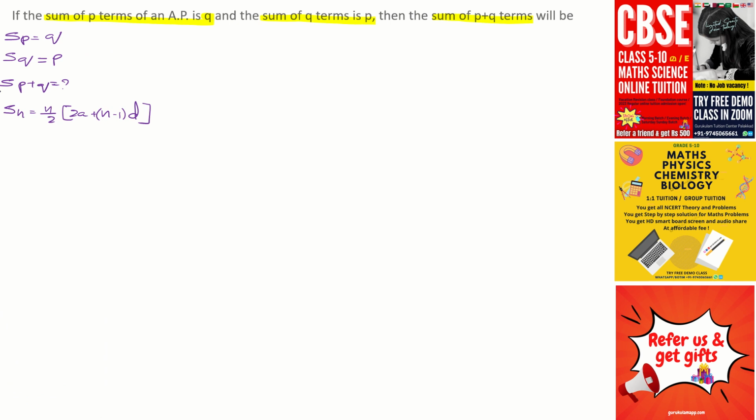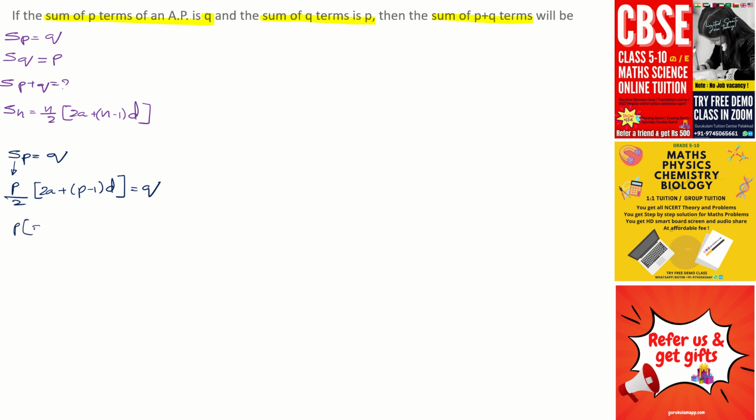So starting with the sum of p terms. The sum of p terms is q. As per our standard equation, we can write it as p by 2 into (2a plus (p minus 1) into d) equal to q. Okay, so taking the 2 to the other side and multiplying the p to the inside, that is what we are going to do here now. So it will be written like what?